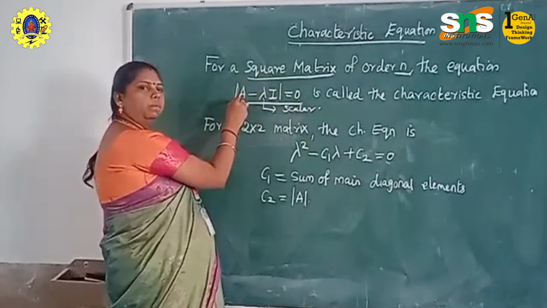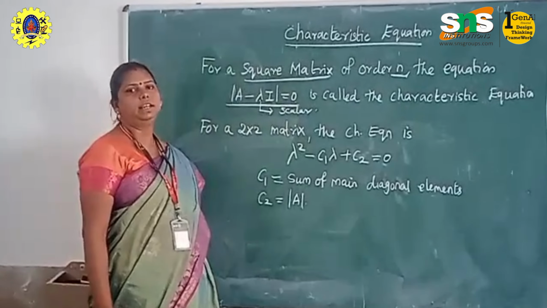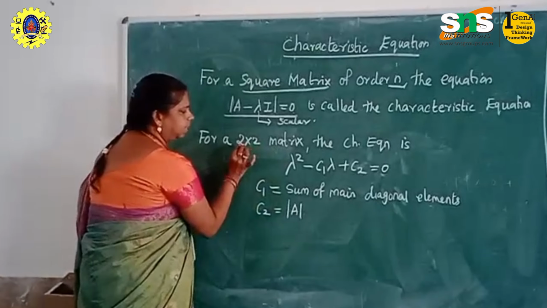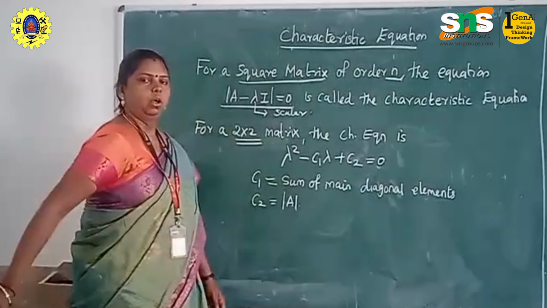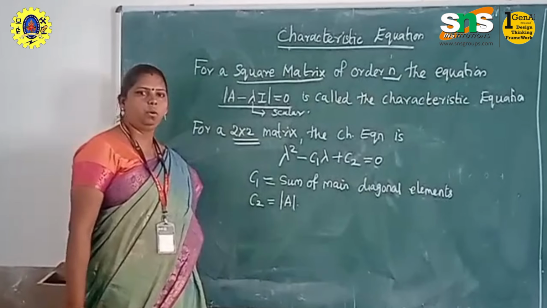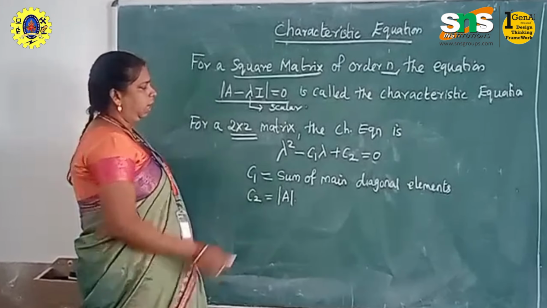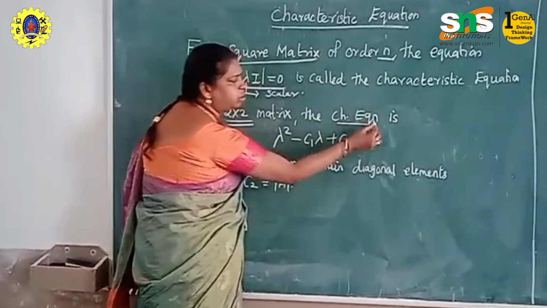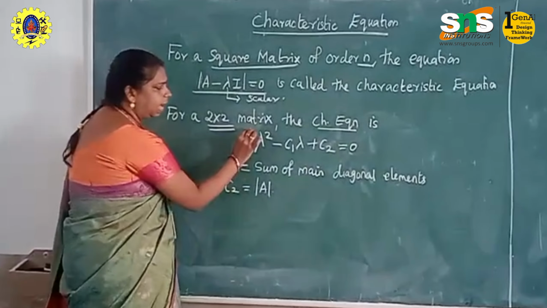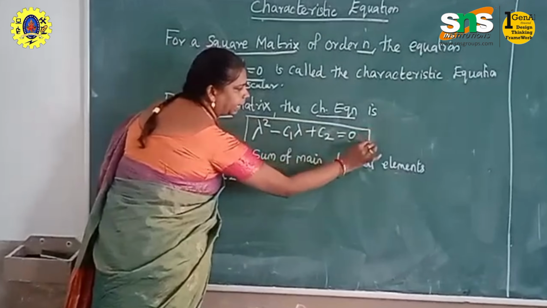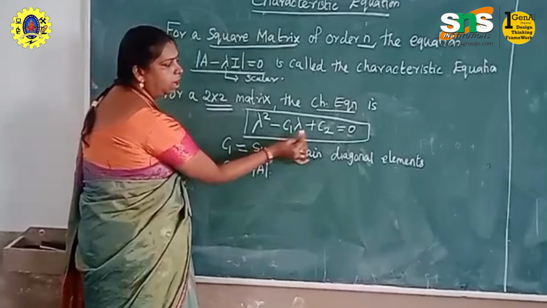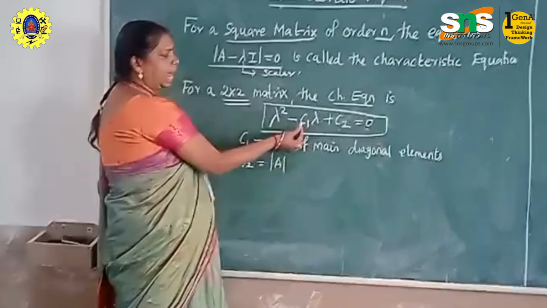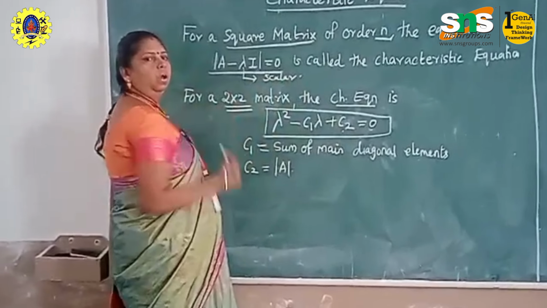Modulus in a matrix means it is the determinant. So first let us consider a 2 cross 2 matrix. 2 cross 2 matrix means the number of rows and columns should be 2. If we consider a 2 cross 2 matrix, the characteristic equation is given by lambda square minus C1 lambda plus C2 equal to 0. So we have to calculate C1 and C2.